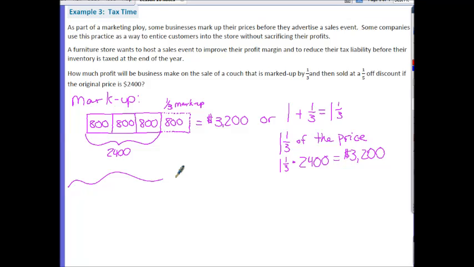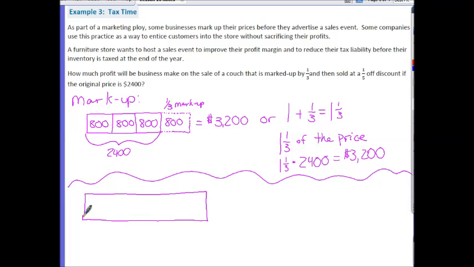Now, the second part is we have to account for the 1/5 discount. So we're going to start with a new bar, and that bar is going to have a value of $3,200. So let's take this, and we know this bar has a value of $3,200. And we want to have a 1/5 discount. So basically, we want to take this and break it up into 5 pieces. So 1, 2, 3, 4, 5. And if I take $3,200 and divide it by 5, I get 640.